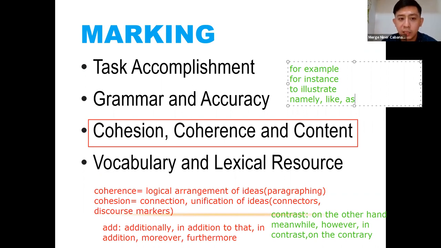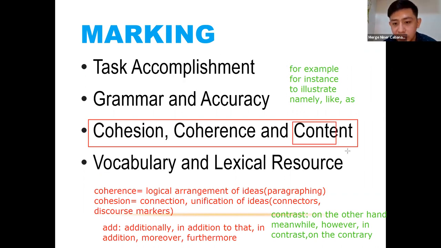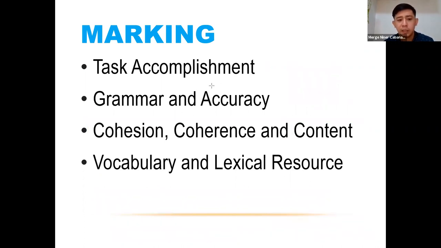But when it comes to content, I'm not going to tell you yet what content is, because we have a separate lecture for your content writing. I want you to attend your content writing lecture probably 2 weeks from now, so that you can learn more about content and how it plays an important role in your essay writing. Now, let's continue. We're done with coherence and cohesion. Again, task accomplishment, coherence, cohesion, and content are very important.